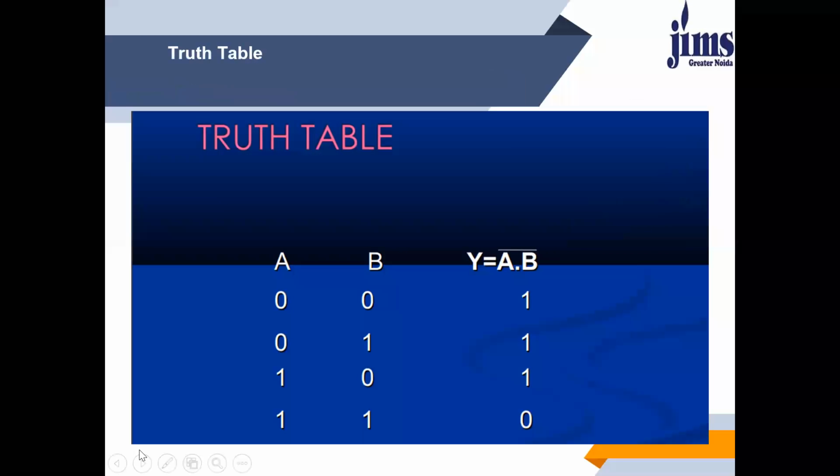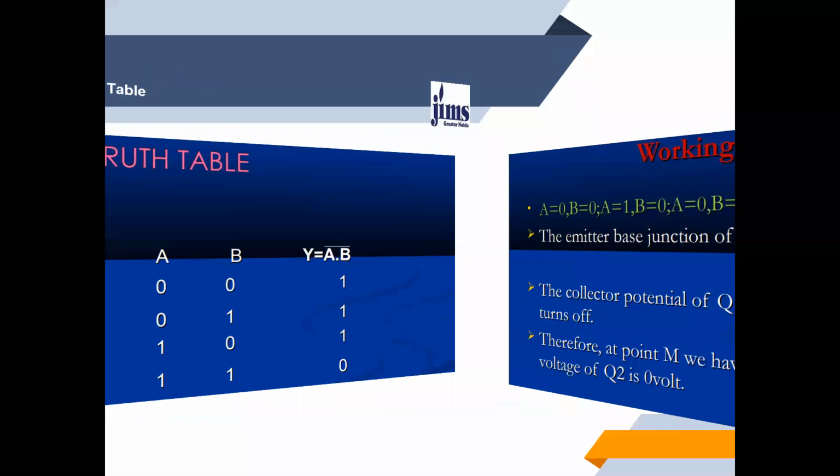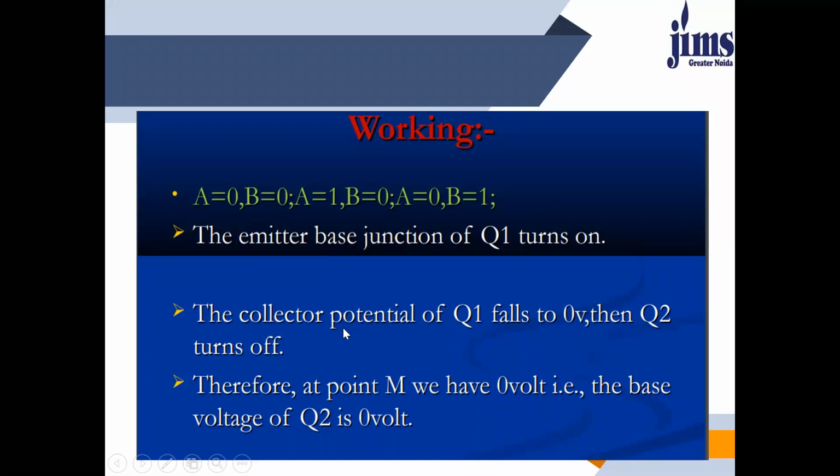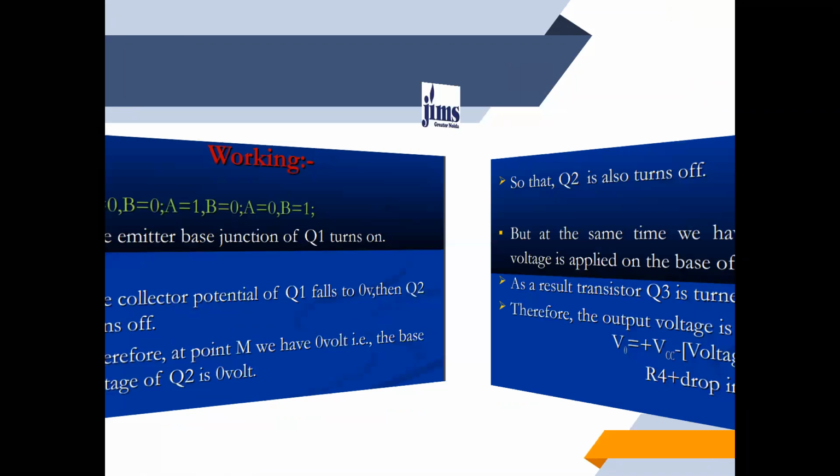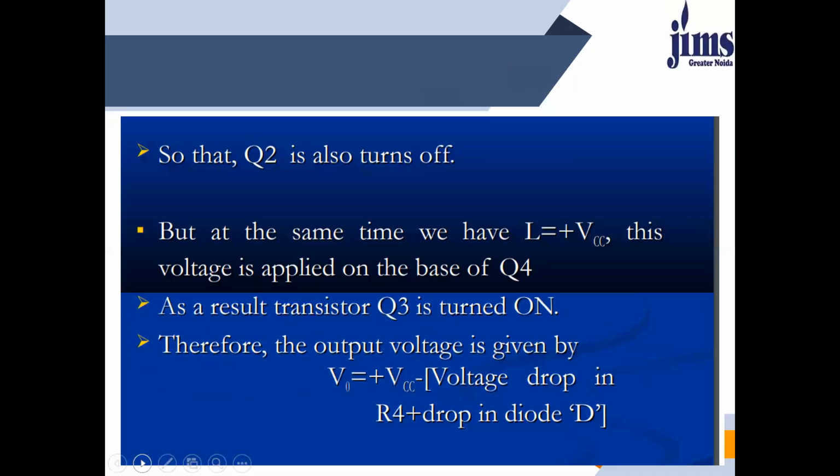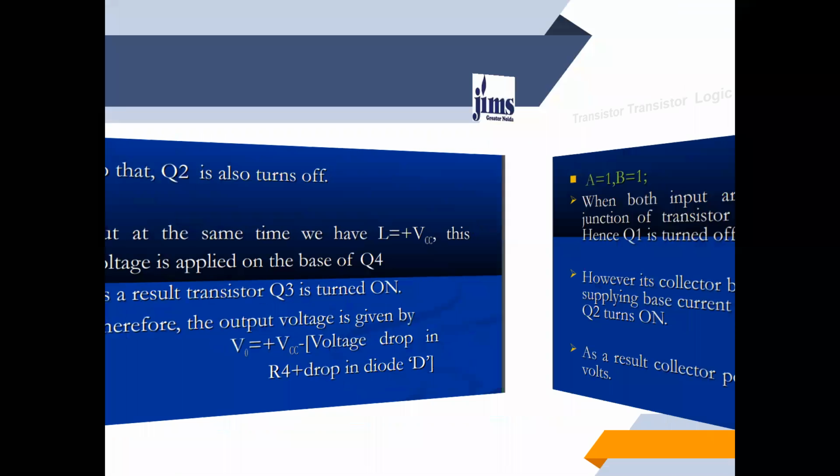So this is the truth table. This is the working which I have told you. In this, I have defined each and every working, meaning at what condition which transistor will get on, which transistor will get off, and so on.